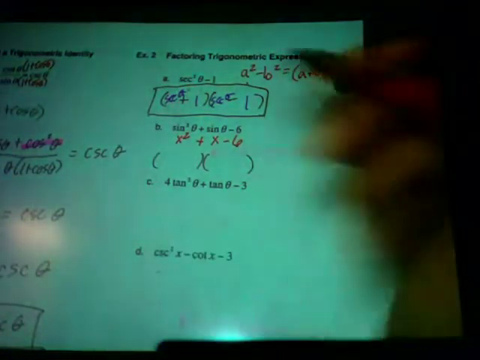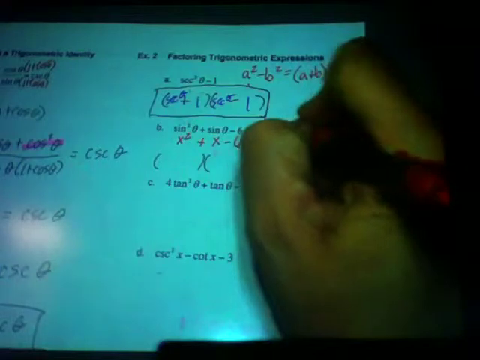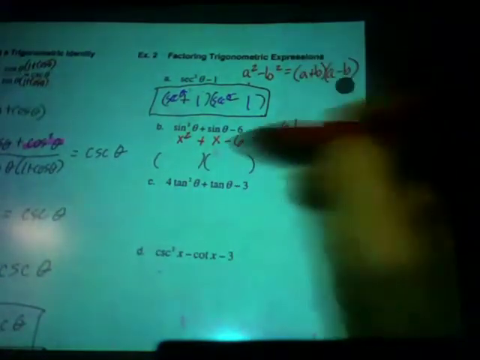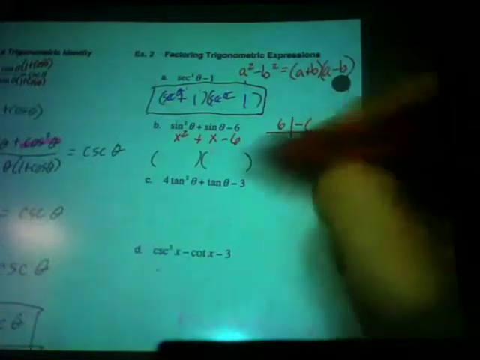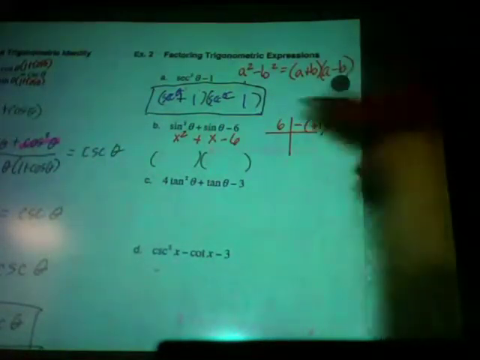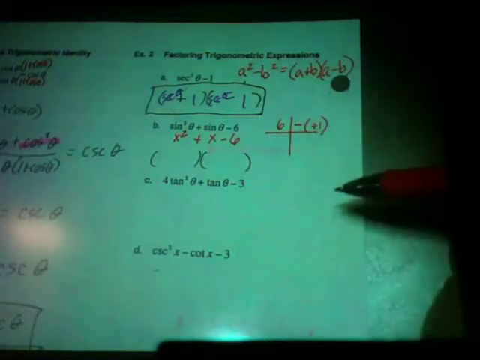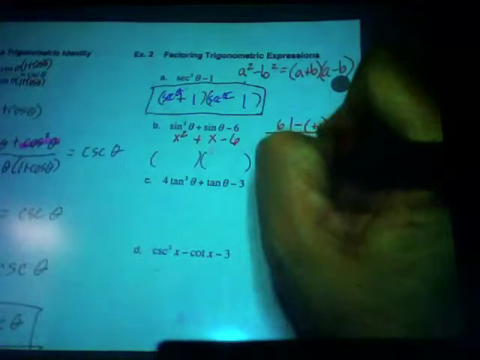And if you recall, there's no coefficient on the squared term. So we take the constant, in this case 6. Because 6 is negative, we're going to subtract our factors of 6. And we're looking for a middle term of positive 1. What factors of 6 subtract to give you 1? So 2 and 3 subtract to give you 1.